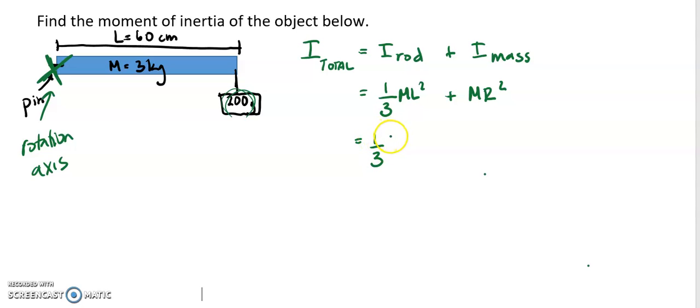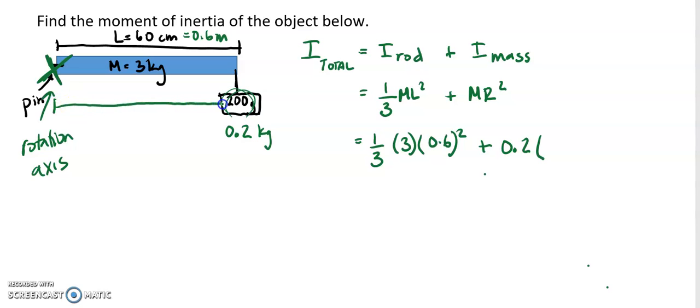So the mass of the rod, and I'm going to make sure my masses are in kilograms and my lengths are in meters. Mass of the rod is just 3. Length of the rod, 60 centimeters, is going to be 0.6 meters. So I'll put that in. 0.6 squared, plus the mass of the point mass. That's just going to be 0.2 kilograms. And then the radius, and again, radius is the distance from that mass to the pivot, which in this case is 0.6 meters. Great.